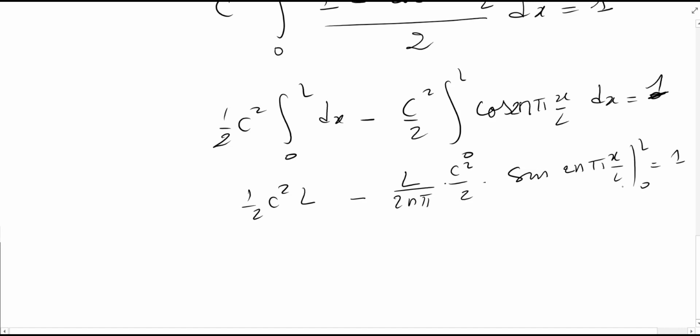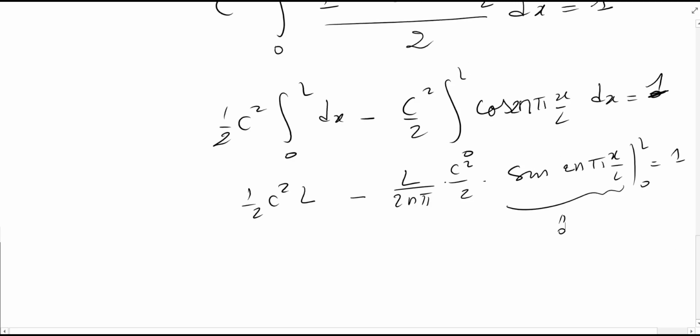So this whole thing is equal to 1, but this one part is actually equal to 0. The reason is that for x equal to L, I have L over L, so I'll have sine of 2n pi. No matter what, it's going to be 0. Sine of 0 or sine of 2 pi or sine of 4 pi, they are all 0, and sine of 0 is 0. So both the upper limit and the lower limit are 0.